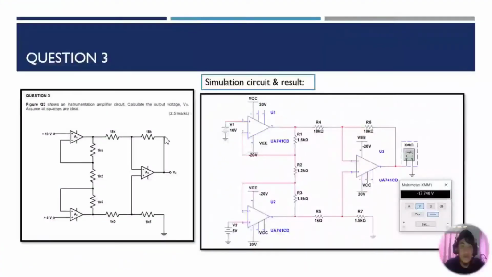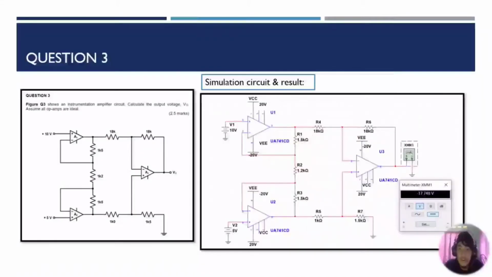Okay, we go to question 3. Question 3 says: Figure Q3 shows an instrumentation amplifier circuit. Calculate the output voltage V output. Assume all op-amps are ideal. For question 3, I will not show the simulation, but I already did the simulation and put the circuit and result here. As you can see, for the simulation result, we get negative 17.748 volt.